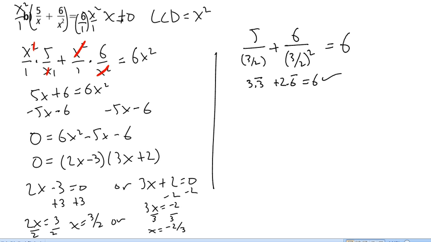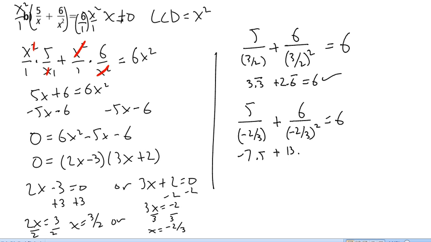And let's have a look at our other solution. 5 over negative 2 over 3 plus 6 over negative 2 over 3 squared should equal 6. And in this case we get negative 7.5 plus 13.5 should equal 6, which it does.